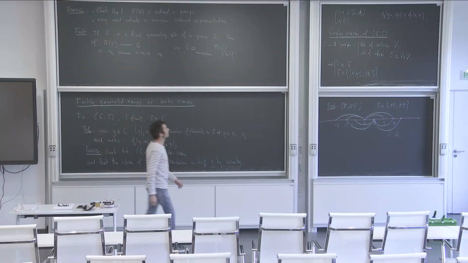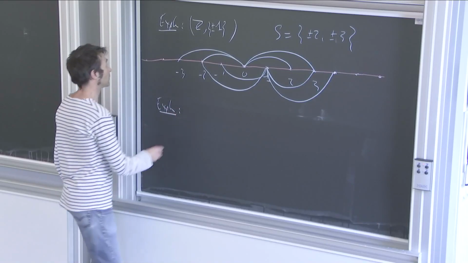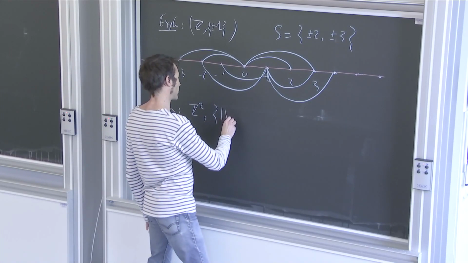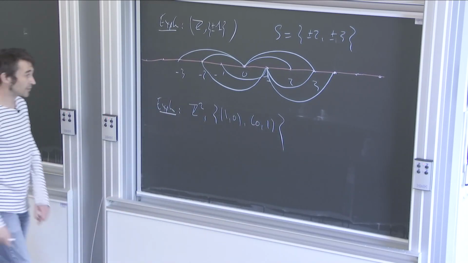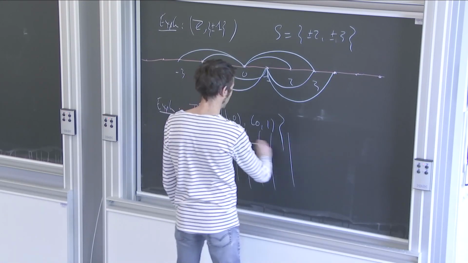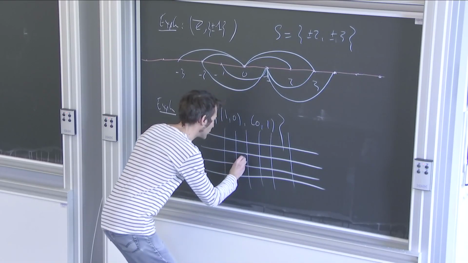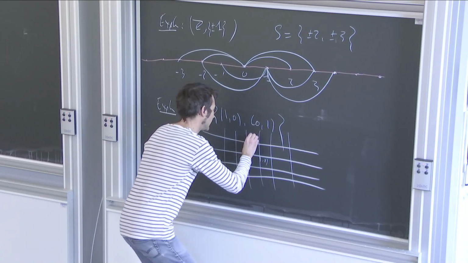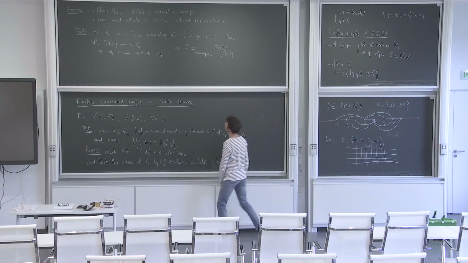So now let's look at some other example. So for instance, if I take Z2 with the set of generators (1, 0), (0, 1). So in this case, we obtain, just as before, the grid on the plane. Okay, so here you have the origin (0, 0). Here you have (1, 0), (0, 1), (1, 1), and so on.